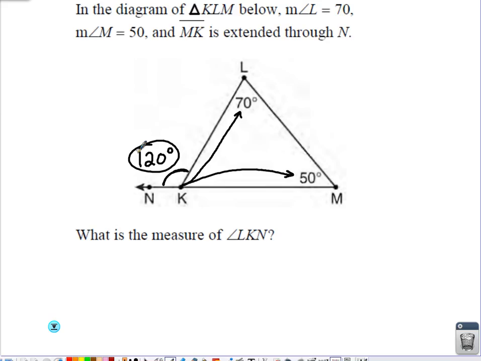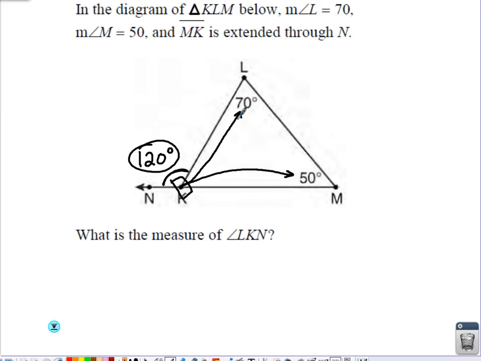Again, the way that I told you to remember about remote interior angles: if your couch was sitting right here, and your television was in either of these corners, you would need a remote control down there. If your TV was sitting here next to your couch, you would not need a remote. So remote interior angles are the angles across from. So any exterior angle will equal the sum of the two remote interior angles. So LKN is 120 degrees.